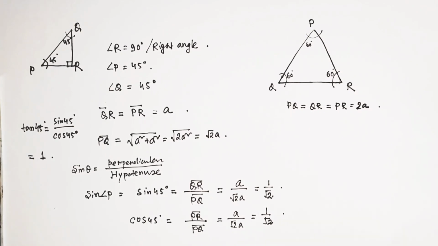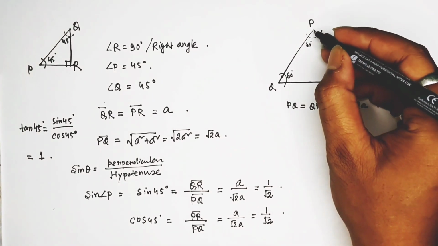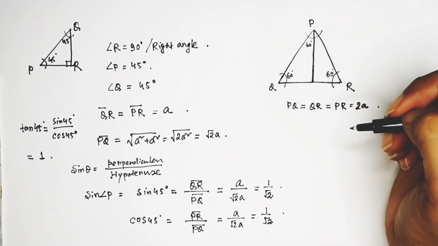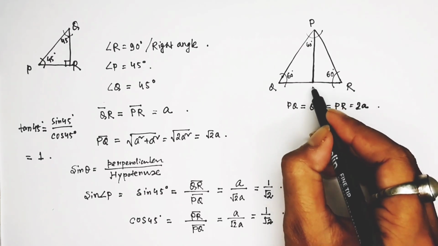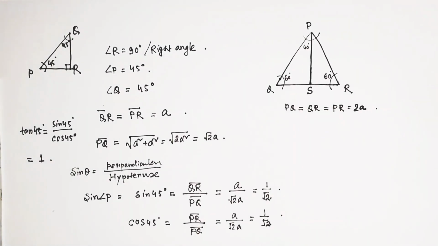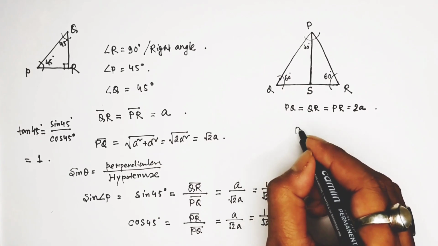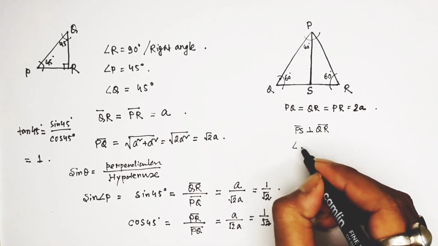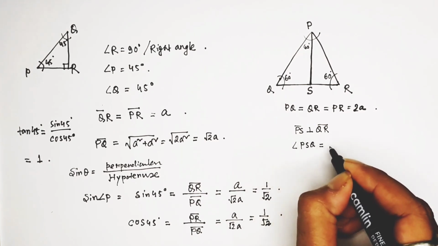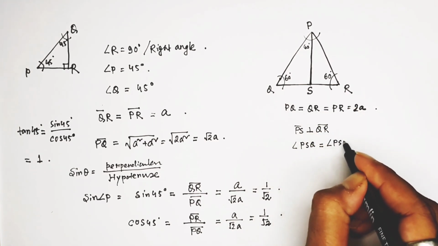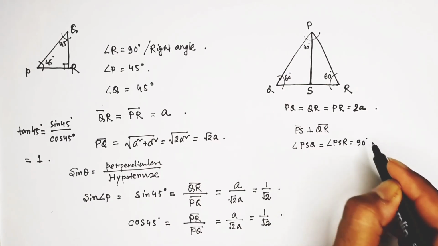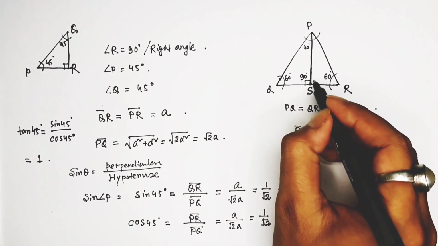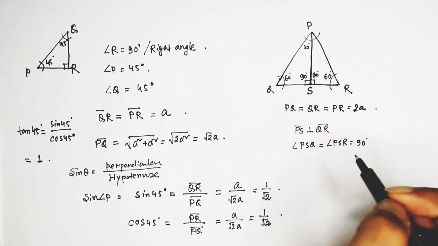Now we draw a perpendicular from point P to the side QR. Suppose this point is S. From this figure we can see that PS is perpendicular to QR. So angle PSQ equals angle PSR equals 90 degrees. So here angle PSQ is 90 degrees and angle PSR is 90 degrees also.